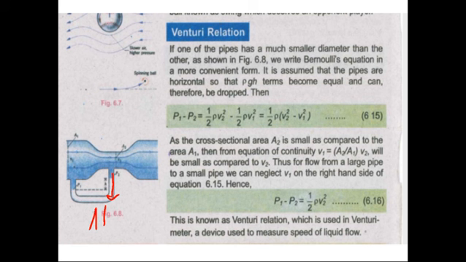With the help of the Bernoulli equation, we write its equation as P1 minus P2 is equal to half rho V2 square minus half rho V1 square, which is equal to half rho (V2 square minus V1 square). This is known as the Venturi relation, which is used in the Venturi meter, a device used to measure the speed of liquid flow. This is the third application of the Bernoulli equation, known as the Venturi relation.